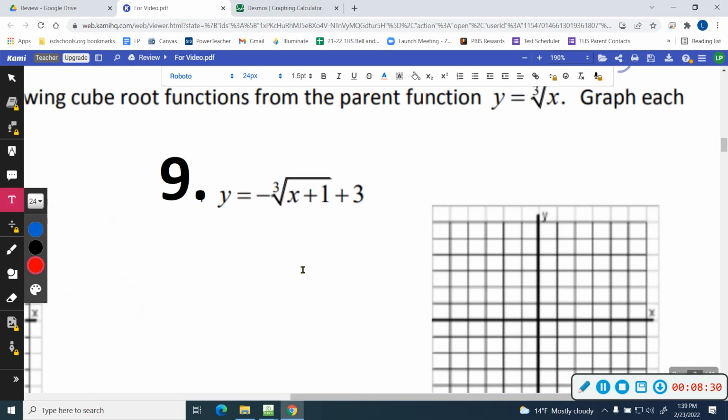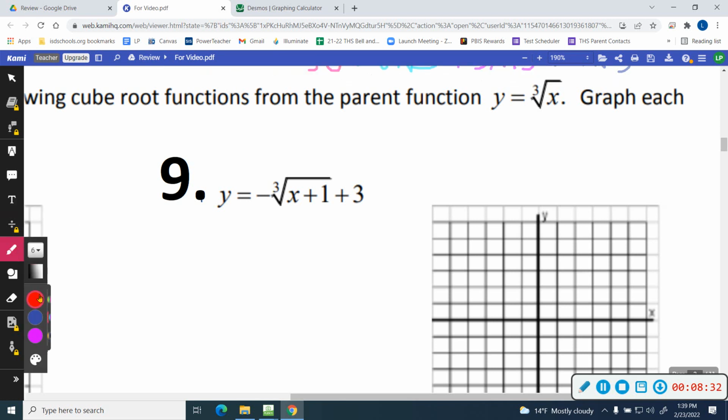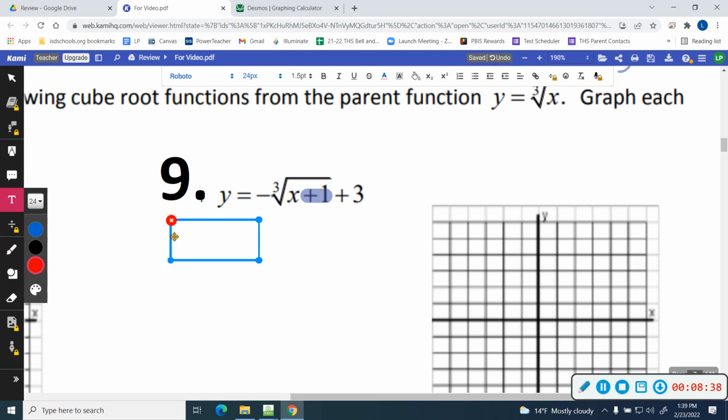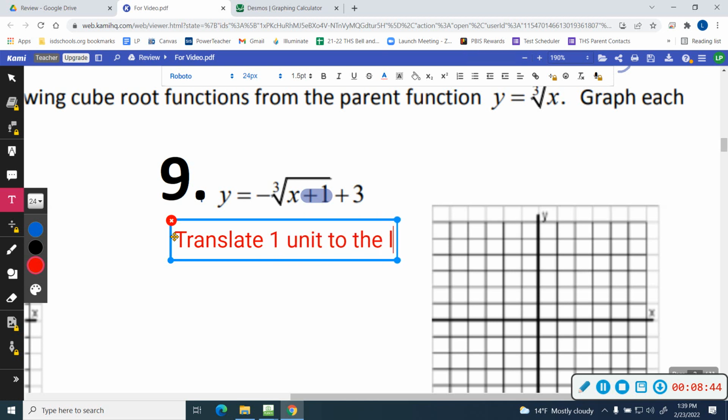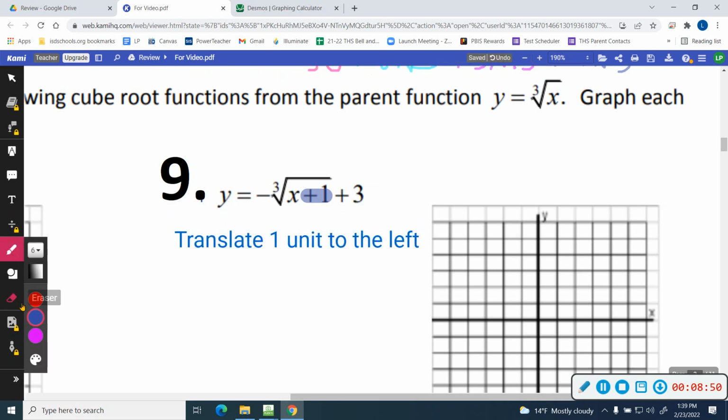What happened here? Well, the plus 1, that's going to translate, or use the word shift, translate 1 unit to the left. And I'll put that in blue to match the color. And then the 3, that's going to move it 3 units up.